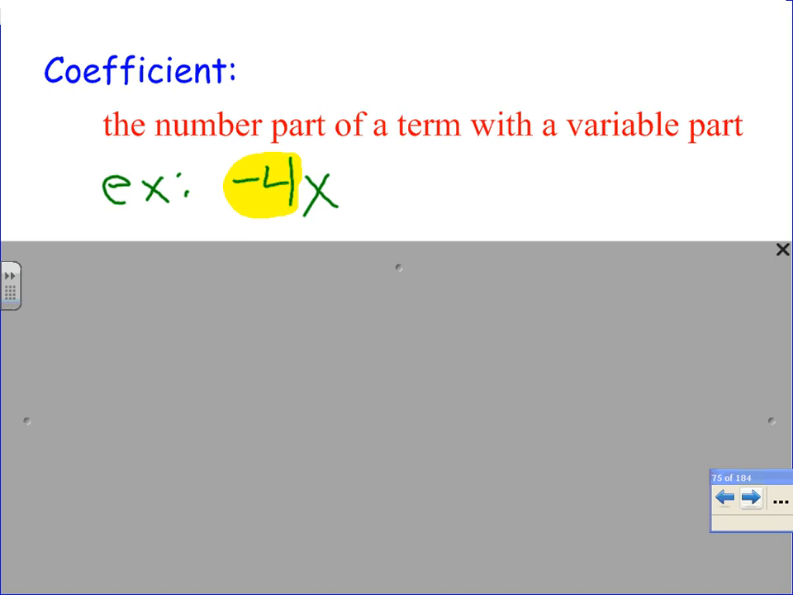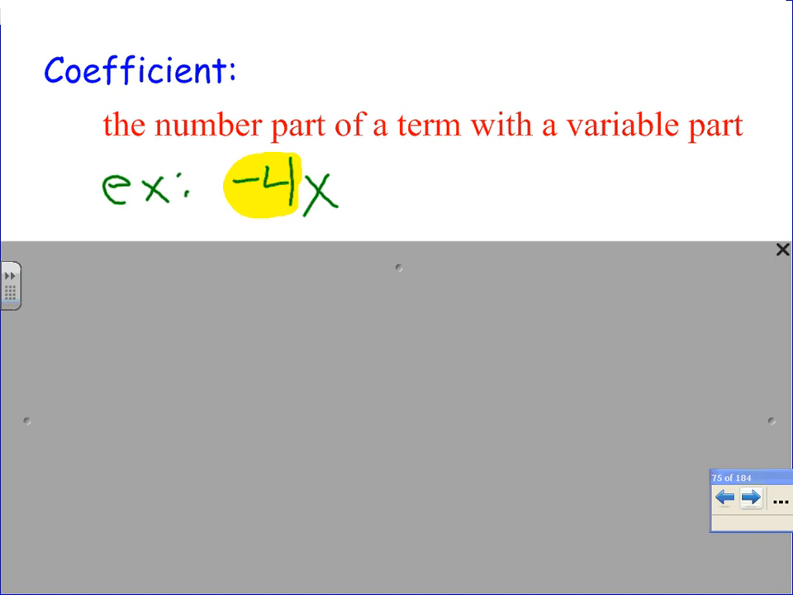So it's the number part of a term with a variable. We're going to do an example in a minute where I mix all these terms up. Please remember, guys, when you learn something, it takes a day or two for it to actually sink in. So don't feel like you should immediately get it all right now. I'm just explaining and giving you guys an overview.